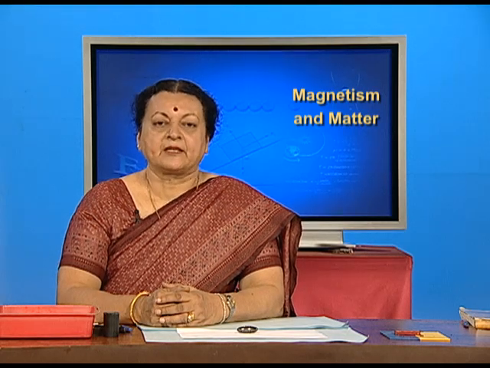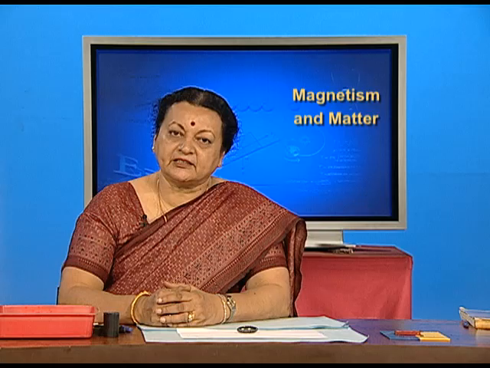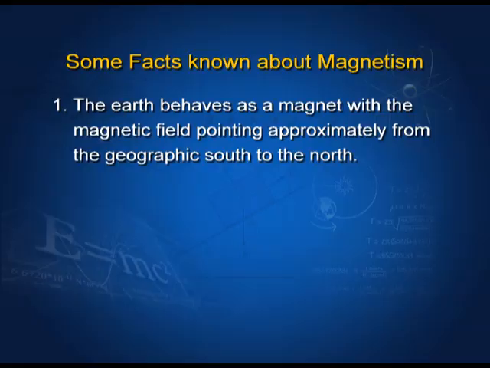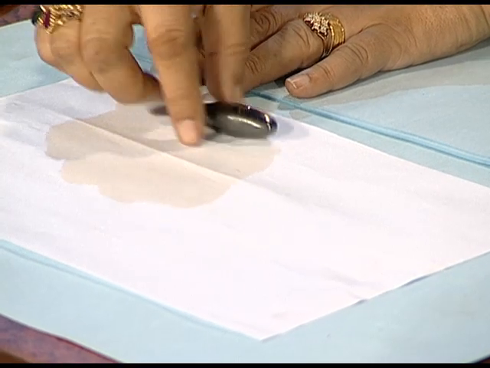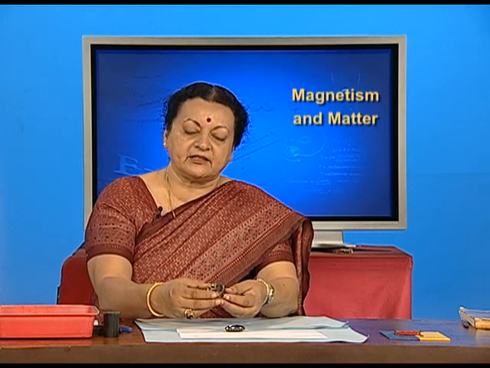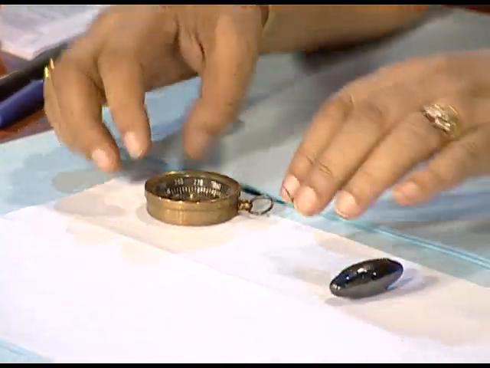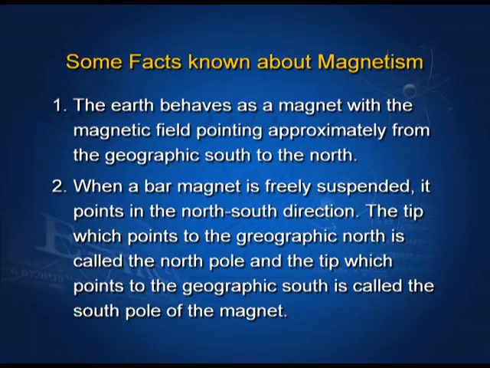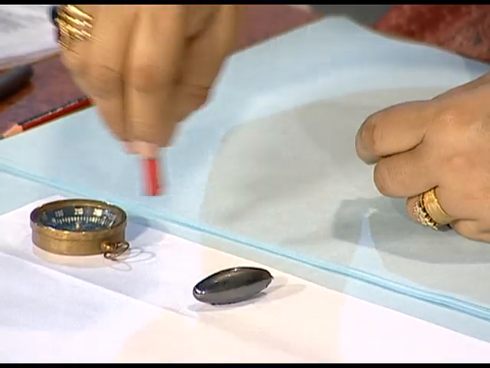equatorial line. Some basic properties of magnets are that earth behaves like a magnet and it has its field directed from the geographic south towards the north. If you have a freely suspended magnet like this compass needle, the end that points towards the north is called the north pole and the south seeking pole is called the south. Like poles of a magnet repel each other and unlike poles attract.